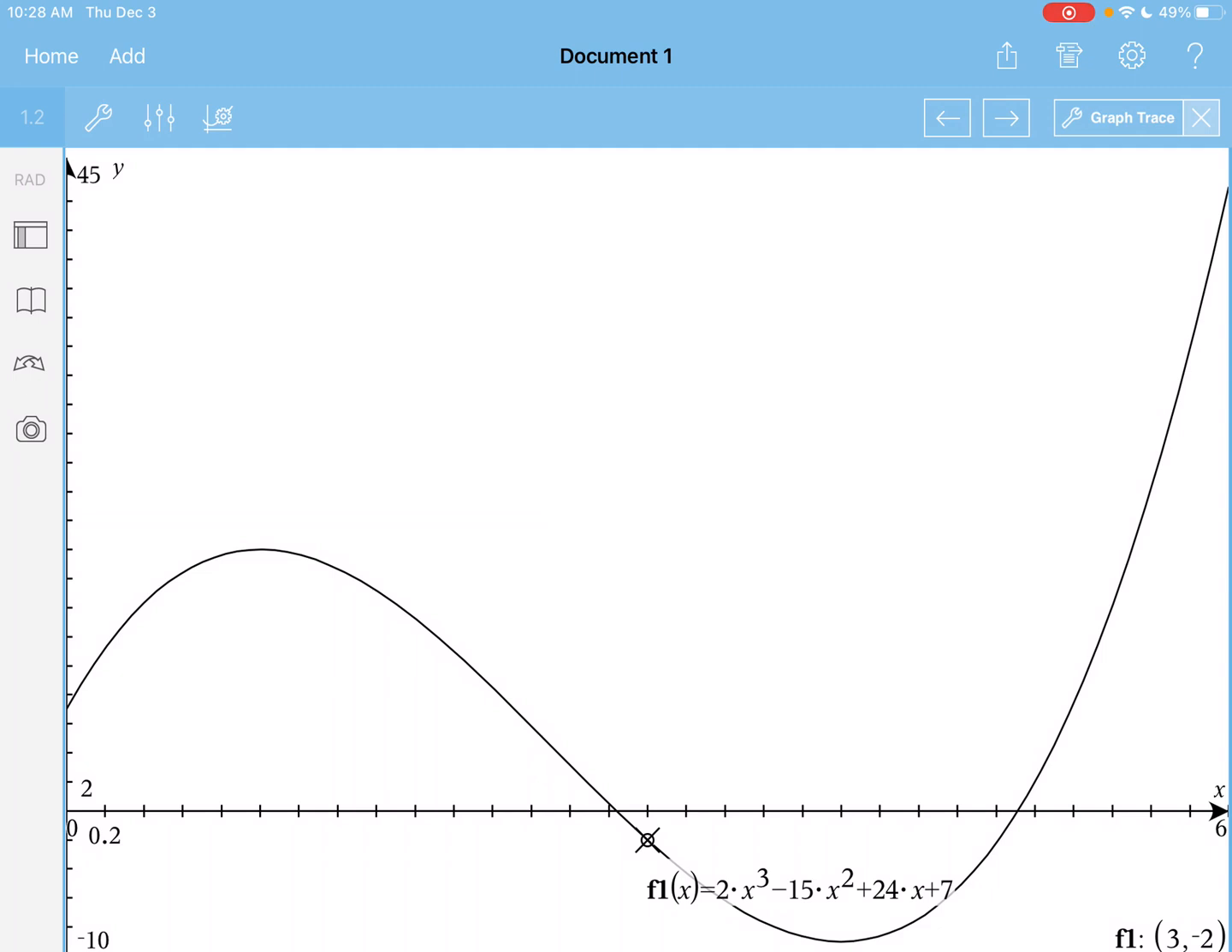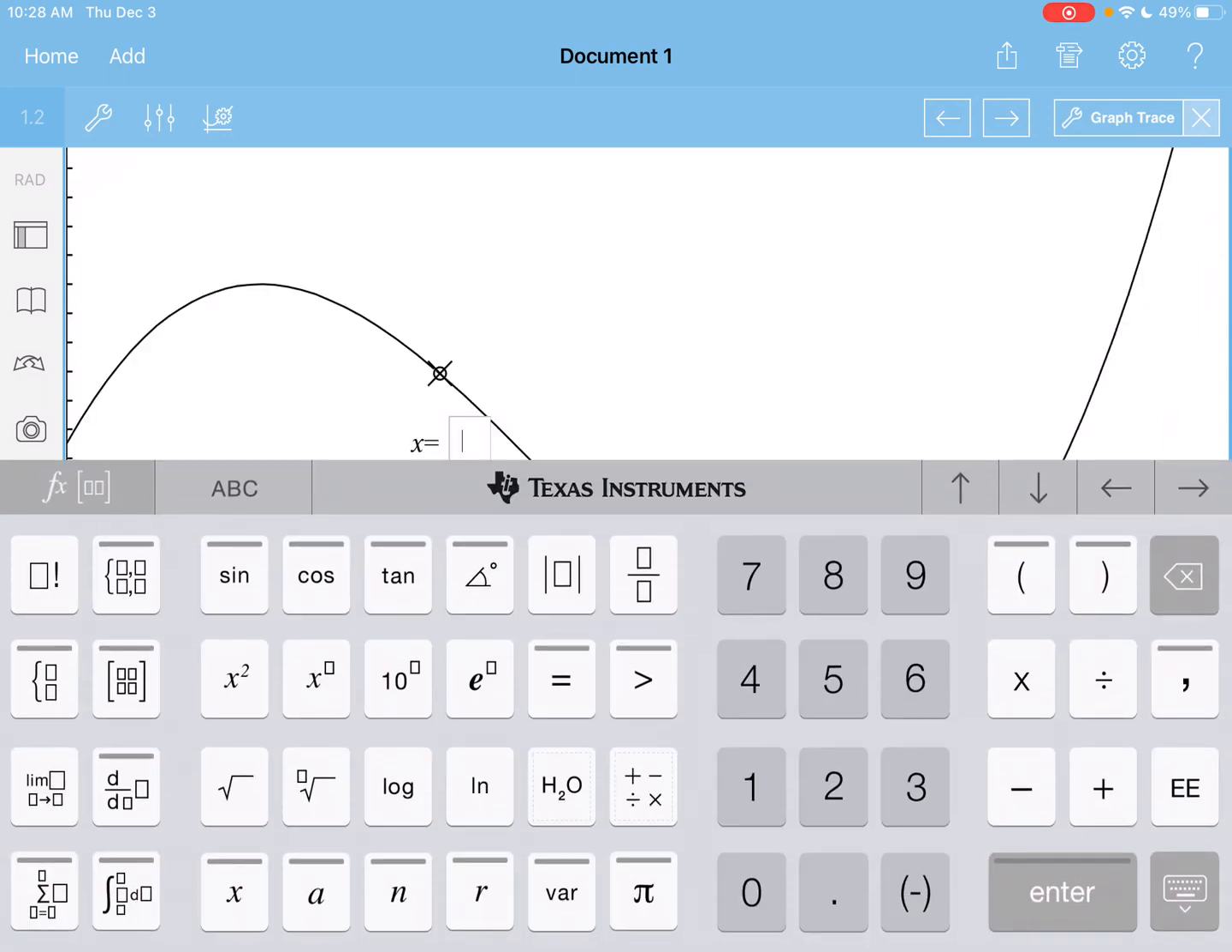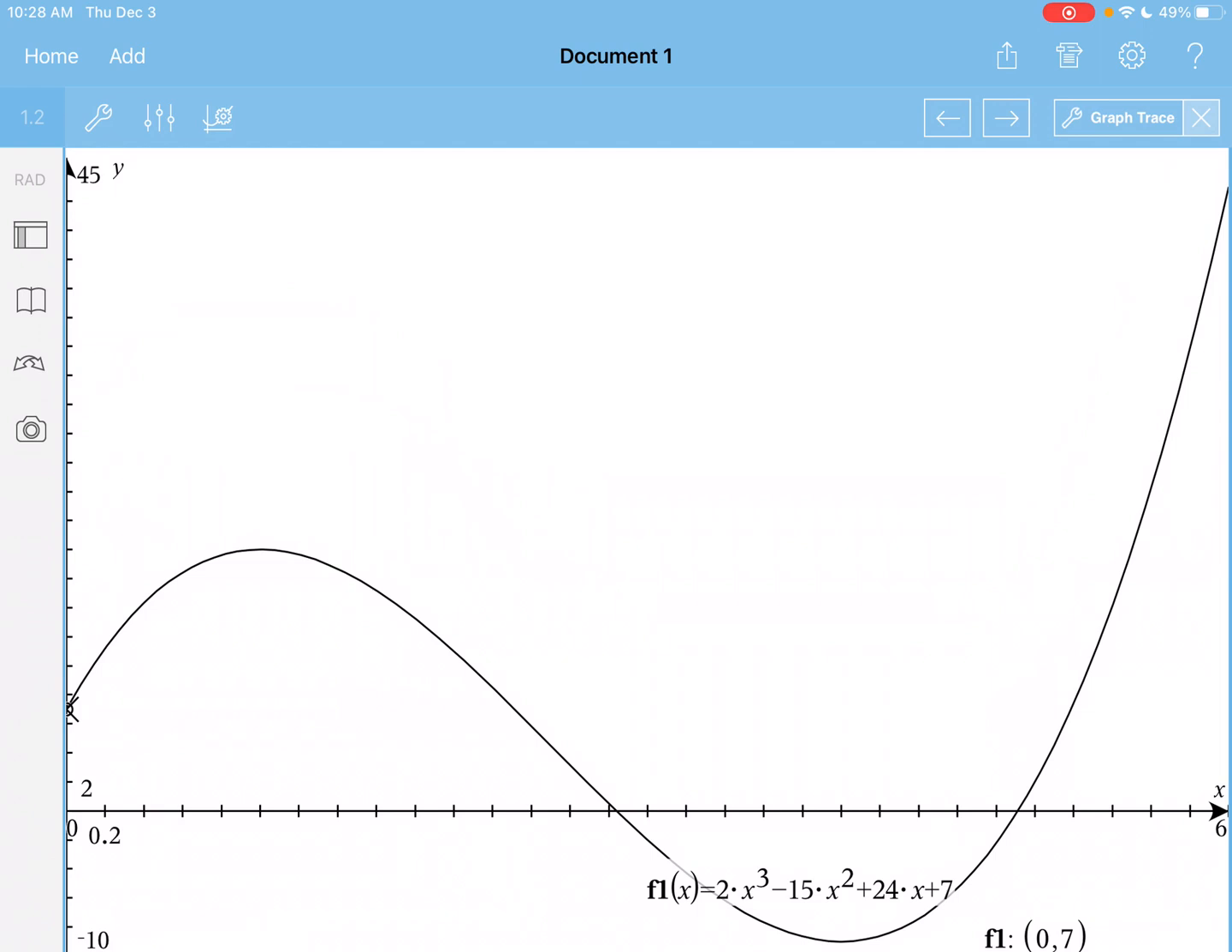Okay, and what did I learn the other day? If you double tap the point, there you go. And when I put in a 0, okay, so down in the lower right-hand corner of my screen, everybody, you can see the 0, 7. So that does look like a relative minimum.